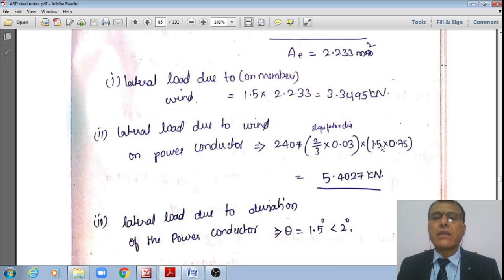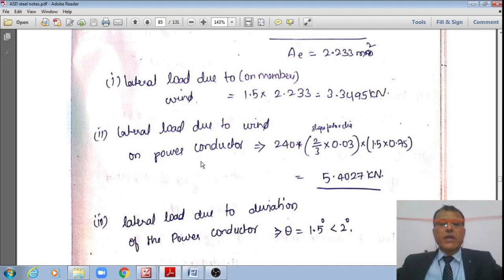1.5 is the wind pressure. Because of the swirling action, it can be reduced by 25%. Because of this dynamic action, it can reduce by 25% as per IS 802. Therefore, 1.5 multiplied by 0.75. It works out to 5.4027 kilonewton, which is the second load, the lateral load due to wind on the power conductor.